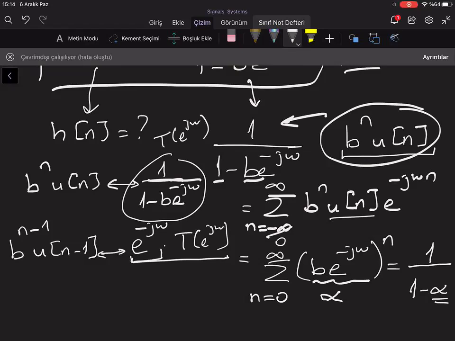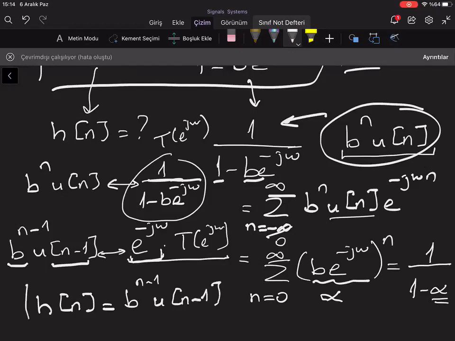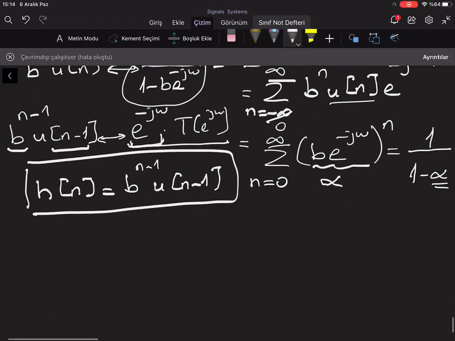If there is a shift in the phase, then it means there is a multiplication by e^{-jω}. It means there is a one sample shift. Okay, so what is h(n), friends? h(n) would be b^{n-1} u(n-1). Okay, so this is the impulse response. How do I plot this, friends?